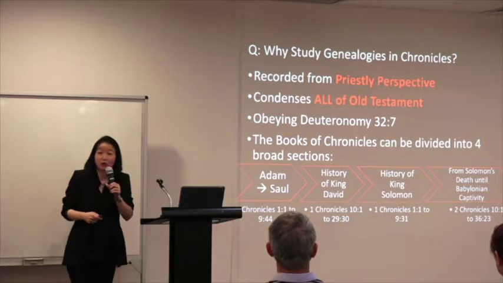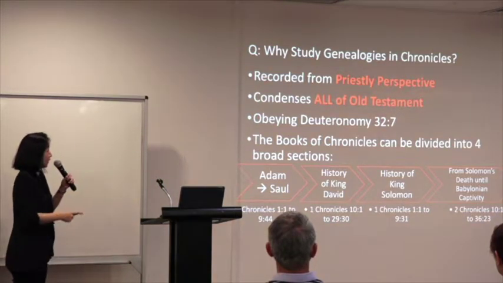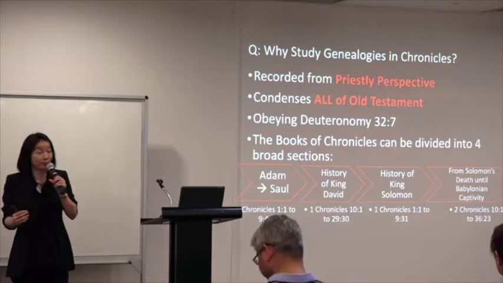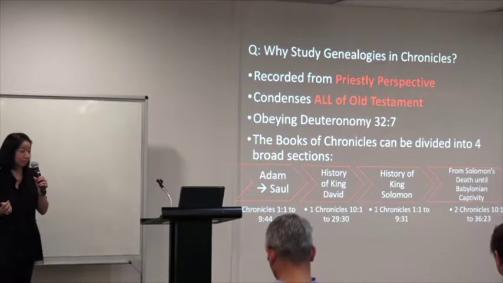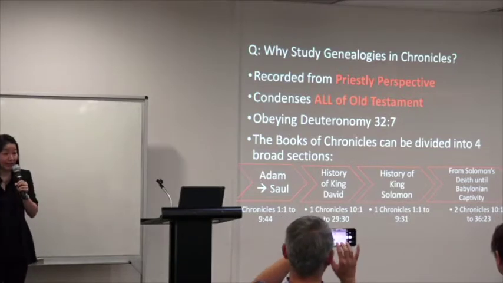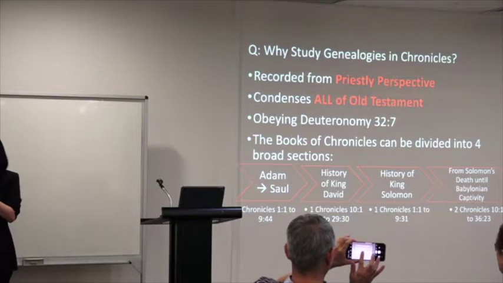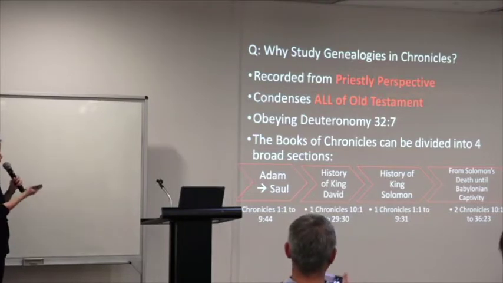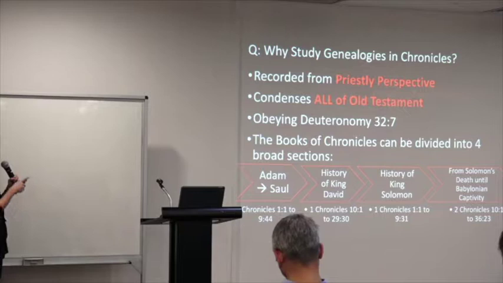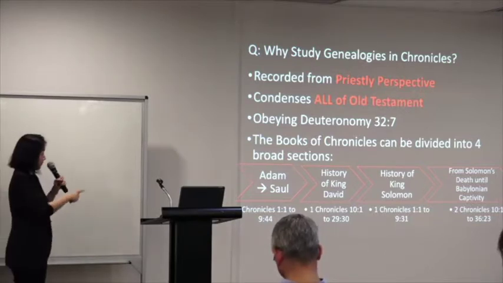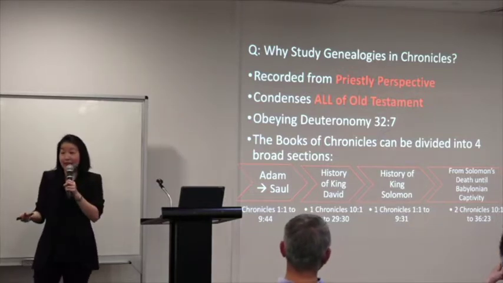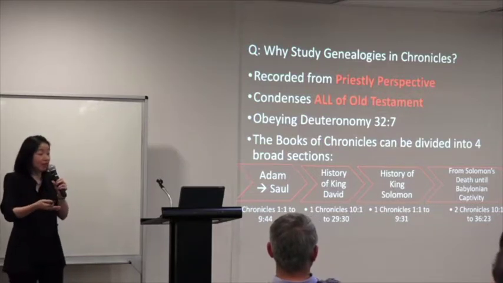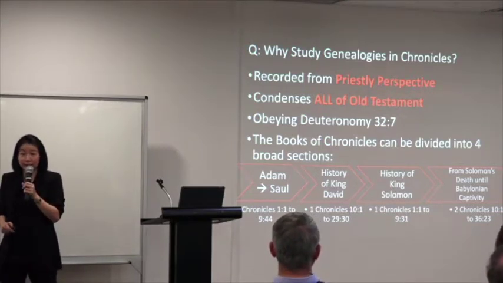So why study the Chronicles genealogy? It's recorded from a priestly perspective, and it condenses the entire span of the Old Testament. So when you study it, you are obeying Deuteronomy 32 verse 7. It's a shortcut. So if we look at the books of Chronicles, we can actually divide 1st and 2nd Chronicles into 4 sections. History from Adam to Saul, history of King David, history of King Solomon, and then history from King Solomon's death until the Babylonian captivity.